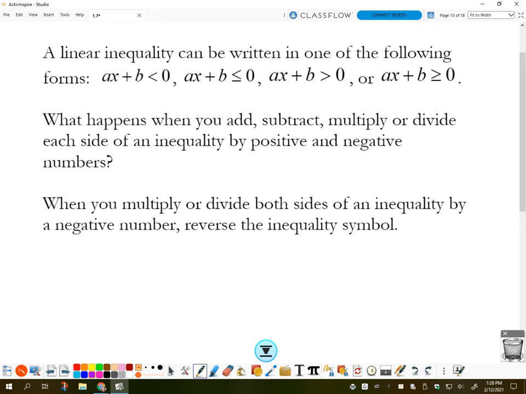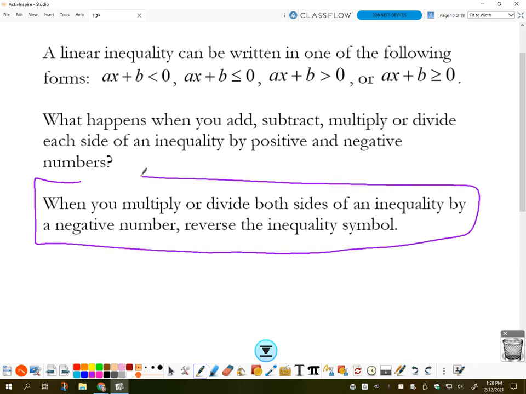I thought there was something else on this, there's not. All I need you to make sure you know is remember that we flip the inequality symbol when we multiply or divide by a negative.